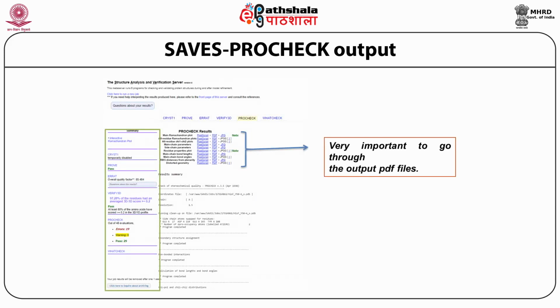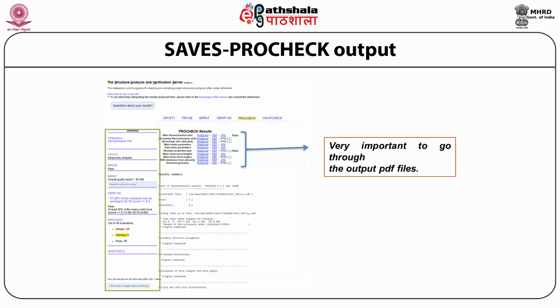Now let's see the ProCheck output. I clicked the menu ProCheck and I see the overall summary of the results. It gives output in three formats: one is the PostScript format, then the PDF file, or the JPG. If you click each individual file, it will give all the information. Like if you click the Ramachandran plot, it will give the plot of all the amino acids.